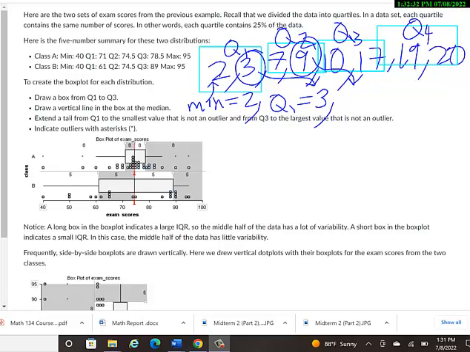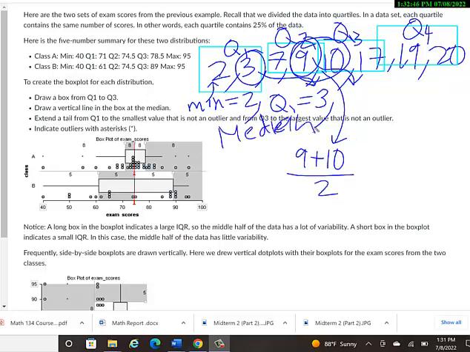In this case, they're even numbers, so the median would be the average of these two. Remember, if it's an even number, there's no middle value, so we average the two middle guys. 9 and 10 added together divided by 2. So basically, the median is the mean of the two middle values. 9 plus 10 is 19, divided by 2 is 9.5. So that would be your median.